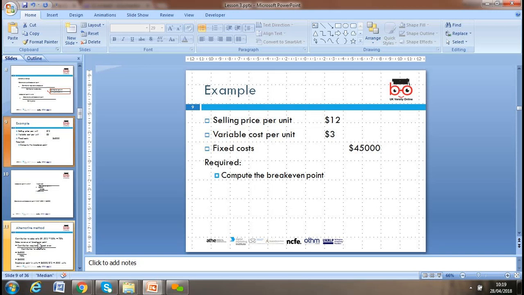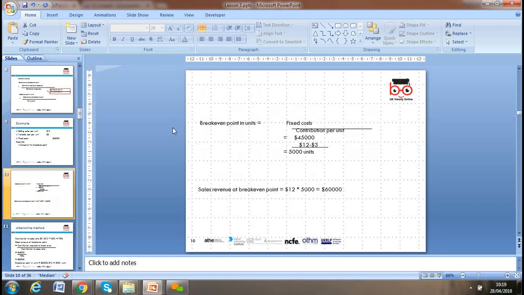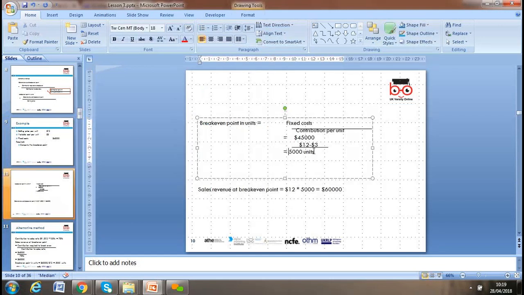Well done. So the answer would give us the break-even point, which will be 5,000 units. Well done. Great. So 45,000 divided by 9, we'll get our break-even point in units. So that's our break-even point in units, 5,000.